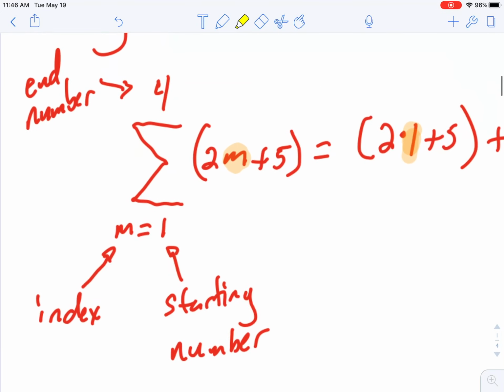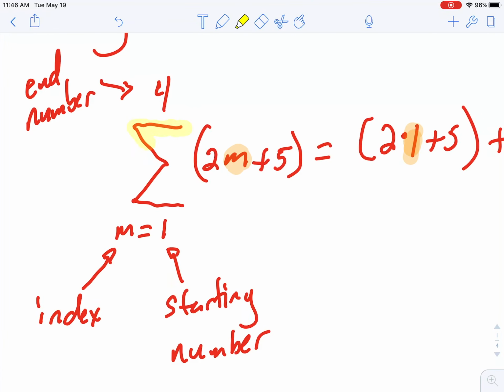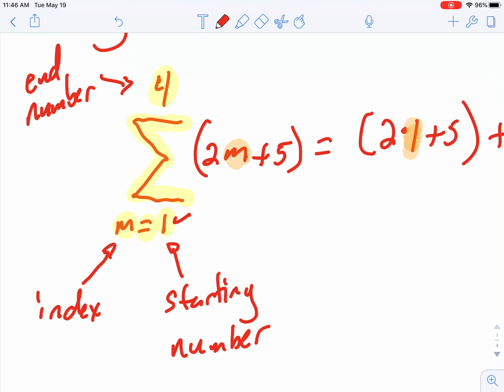So in sigma notation, you have the sigma. You have a variable equals below it. The variable is called the index, and then a starting number. And at the top of the sigma, another number, which is the ending number. And then in parentheses, you have basically a formula that creates the pattern of numbers. So here we have sigma, or the sum, as m goes from 1 to 4 of 2m plus 5.